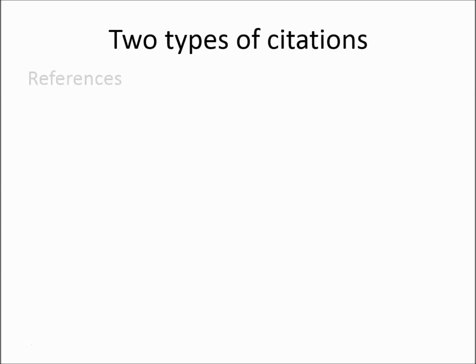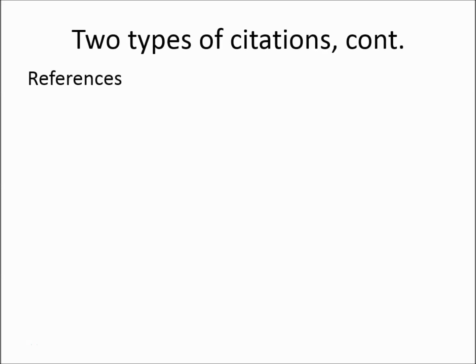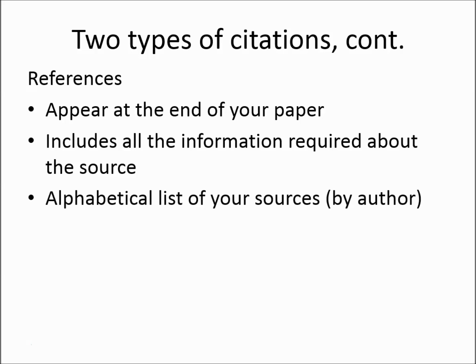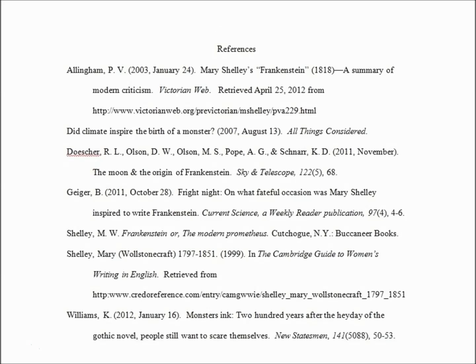There are two types of citations to be aware of: references and in-text citations. Let's look first at reference citations. References appear at the end of your paper. This will be the list of sources that you consulted. Reference citations include all the required information about the source and are listed alphabetically by author's last name. Here's an example of a typical reference list and the standard format.